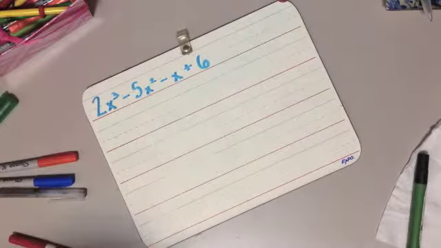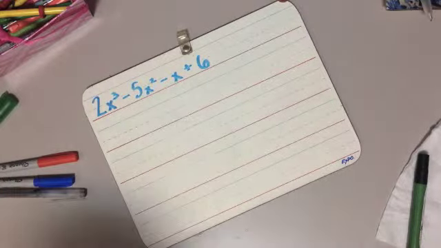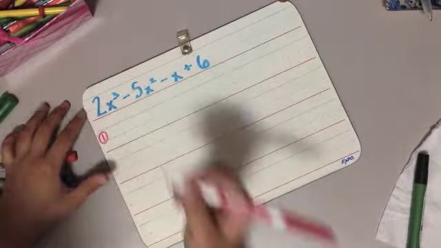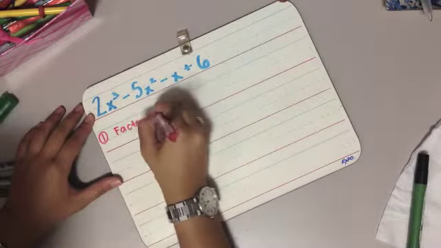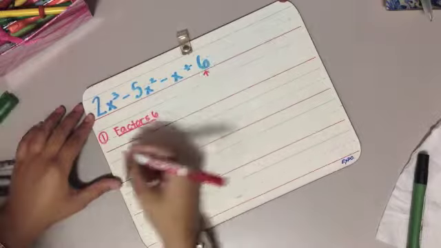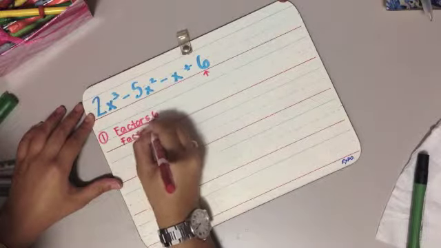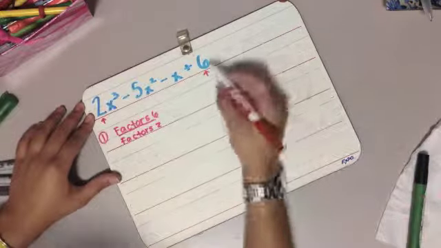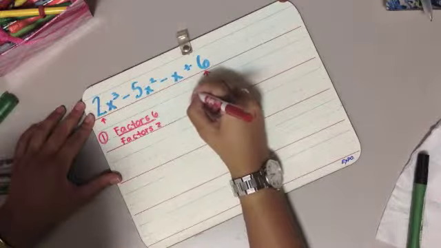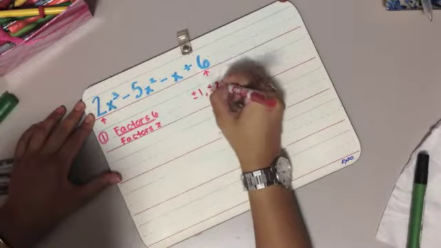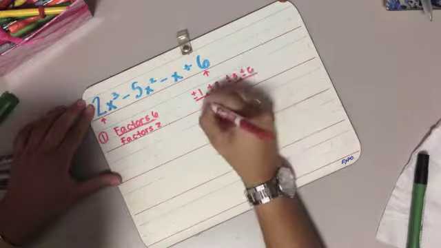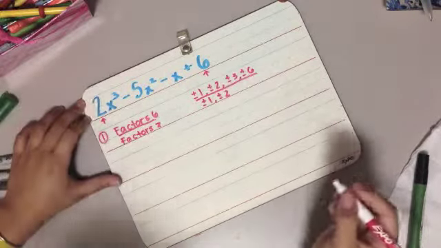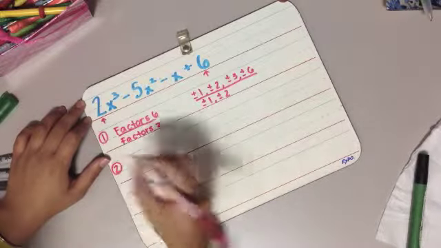plus 6. The first step in the rational root theorem is to divide the factors of the last term over the factors of the first term. You have to keep in mind both negative and positive numbers. The factors of 6 include positive and negative 1, 2, 3, and 6 over the factors of 2, which include positive or negative 1 and 2.